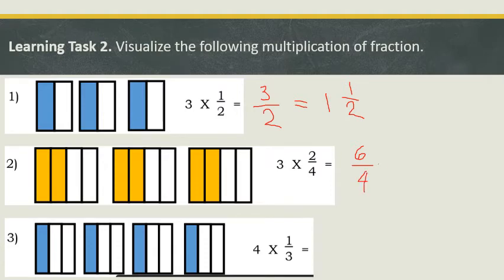Then, ito po ay pwedeng i-lowest term natin. Divide natin sa 2. So, kaya siya magiging 3 halves. And yung 3 halves po, katulad na dito sa taas, ay gagawin nating mixed number. Kaya siya magiging 1 and 1/2.